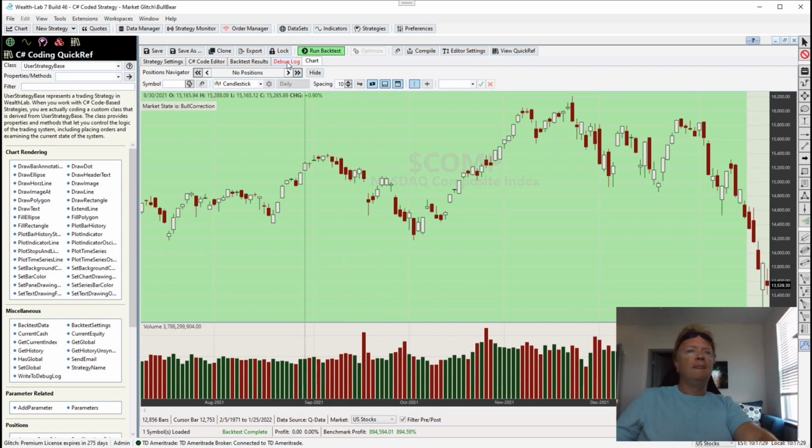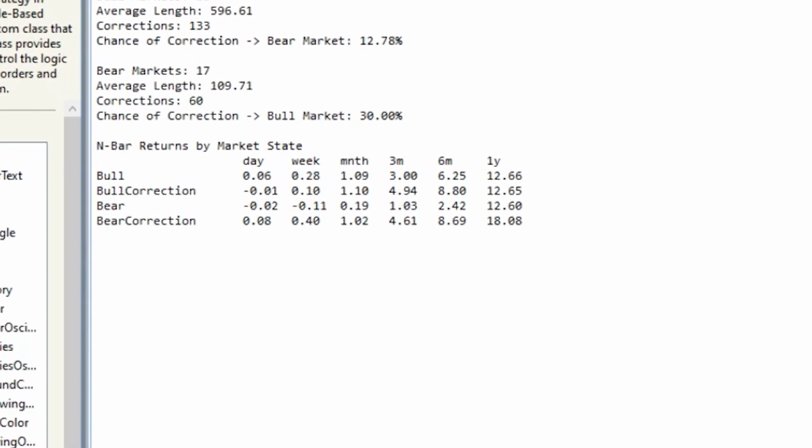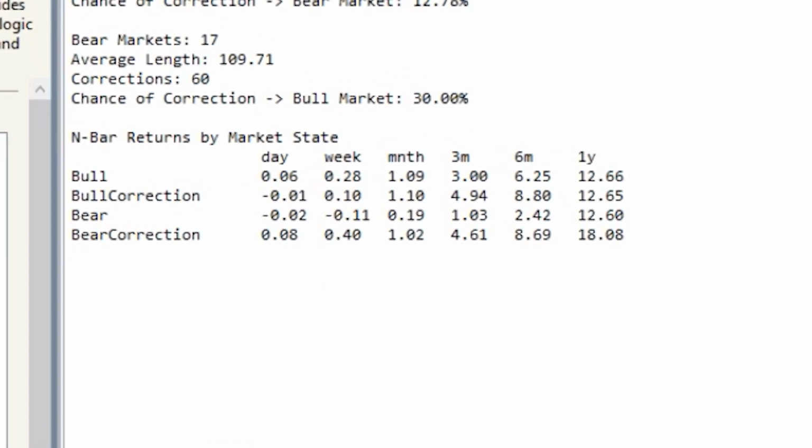So here is our result table for the NASDAQ Composite. On the left here, we have the four market states: bull market, bullish correction, bear market, and bearish correction. And on the right, there are some columns that represent the average percentage return after 1 day, after 1 week, 1 month, 3 months, 6 months, and 1 year.